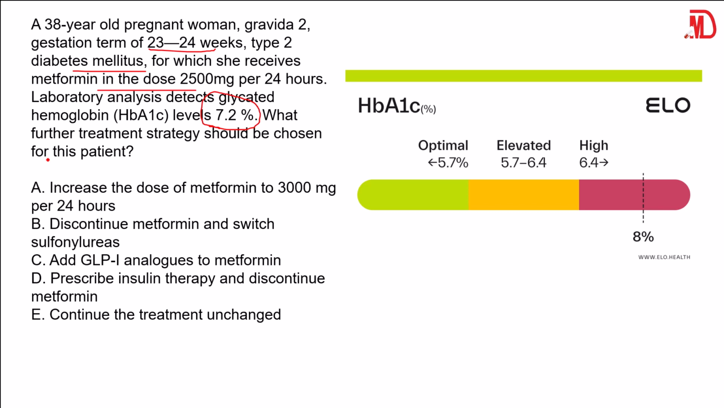So what it means in this patient is that the sugar levels are poorly controlled. Even though it is good, it can be better, isn't it? So you just have to increase the dose of the metformin and the patient will definitely be fine. And that's why over here, your answer is A. You increase it to 3,000 and the patient will be very okay. The answer is A.